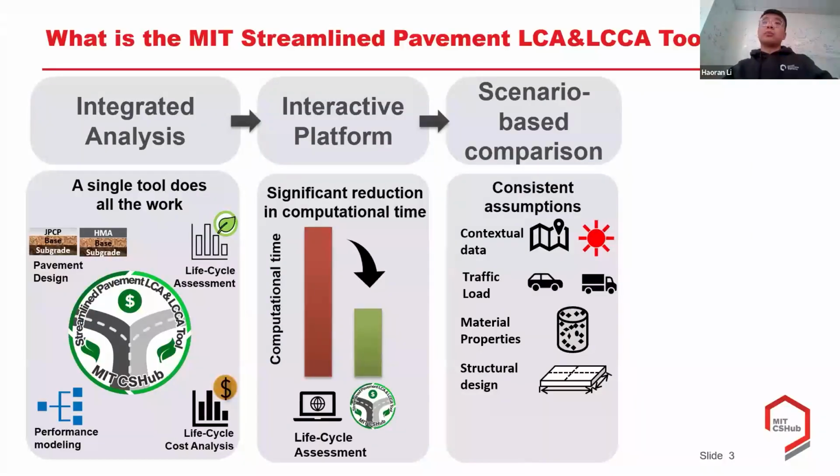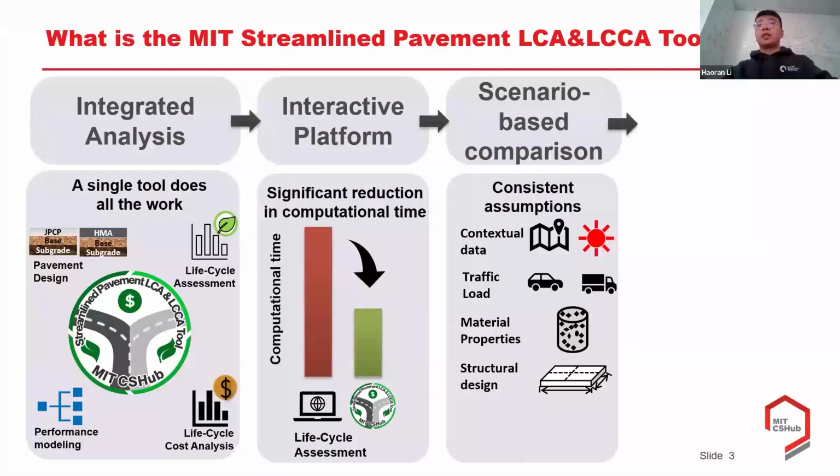In addition, we have consistent assumptions, where all the data are used to design and predict the long-term performance for different pavement alternatives. So all the assumptions are consistent, including the contextual data, climate data, traffic data, material properties, and the structures of the pavement alternatives.